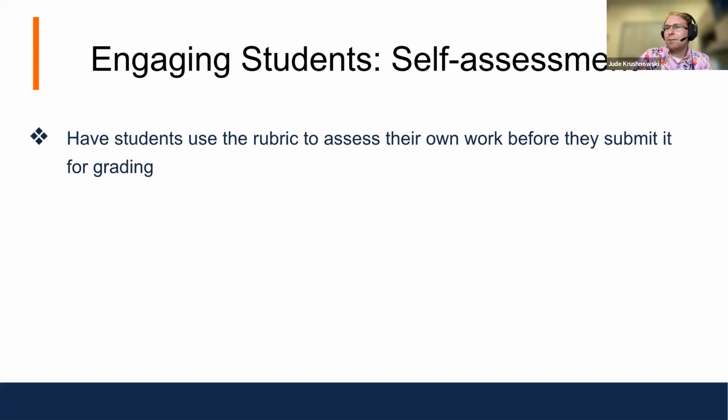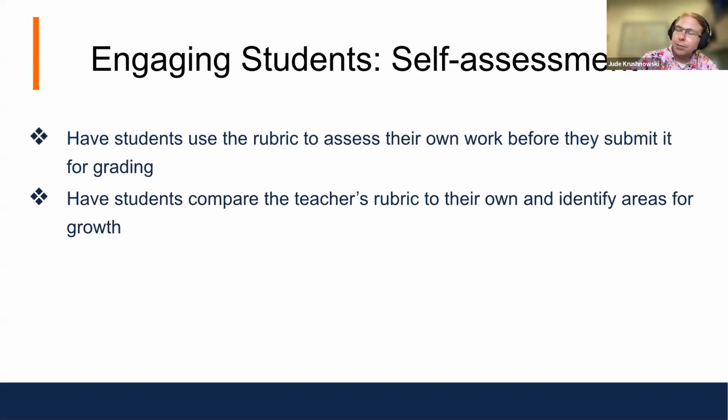And then, right, we can do self-assessment, where students can complete some kind of a task and then assess their own work using the rubric before they submit it for grading, right? So they can sit down, they complete it, and then using the rubric, they assess their own work. And then what we can do is have students compare the teacher's rubric afterwards with the rubric they submitted and see where the breakdown was.